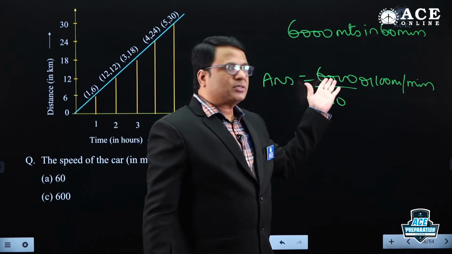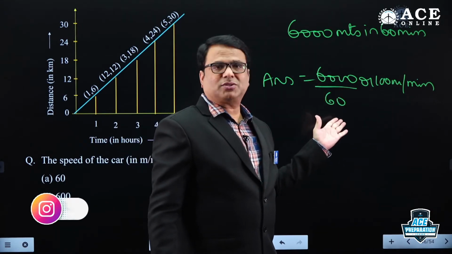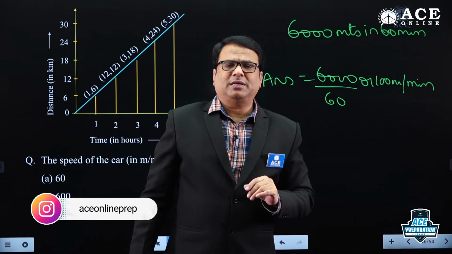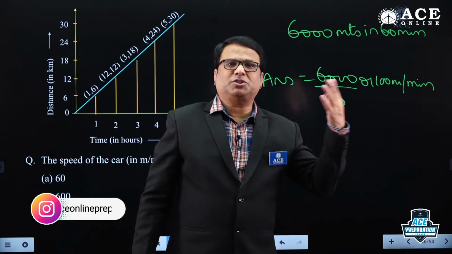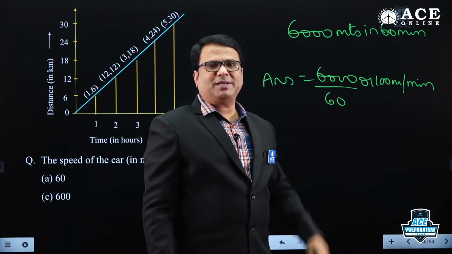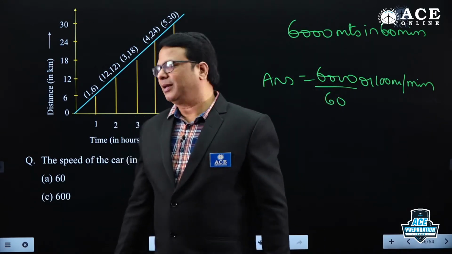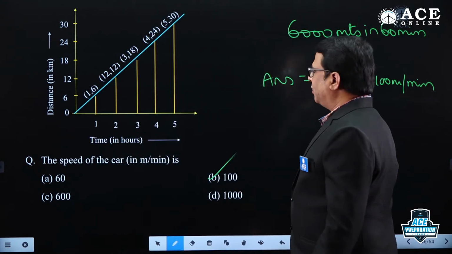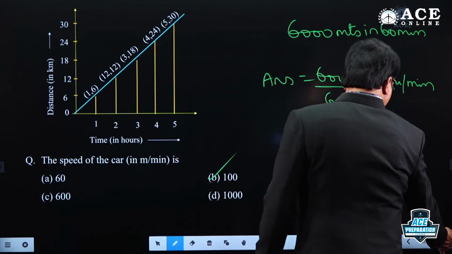And I hope you understand how you got this 6,000 by 60. 6 kilometers can be written as 6,000 meters, and 1 hour can be written as 60 minutes. So 6,000 divided by 60 is 100. Choice B is the answer. Now we go for the next question.